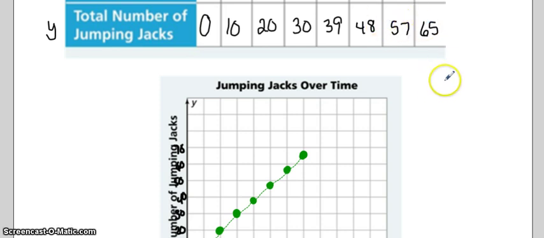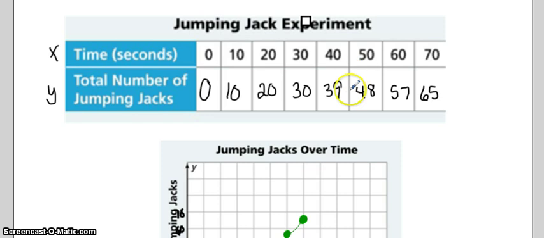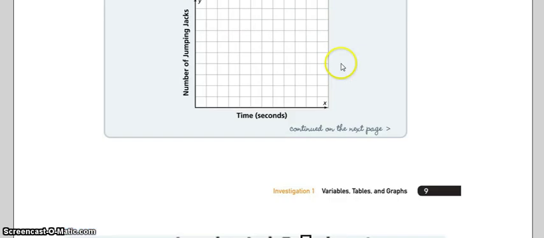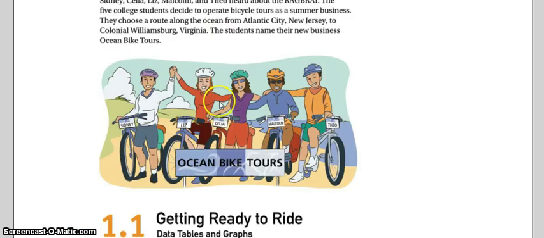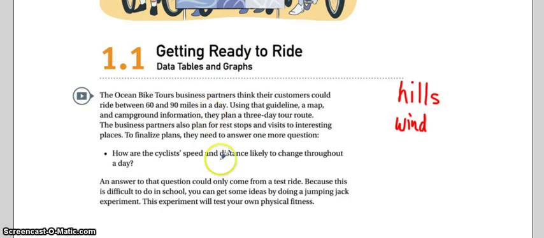So back to our original question, what do you think this means in relation to our bicycle group? Back to that original bicycle group, how is this going to help our Ocean Bike Tours? What do we think? How is the cyclist speed and distance likely going to change throughout the day?